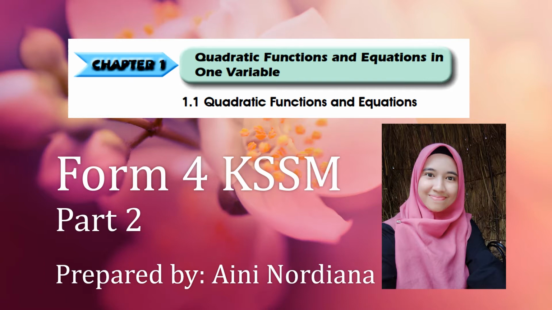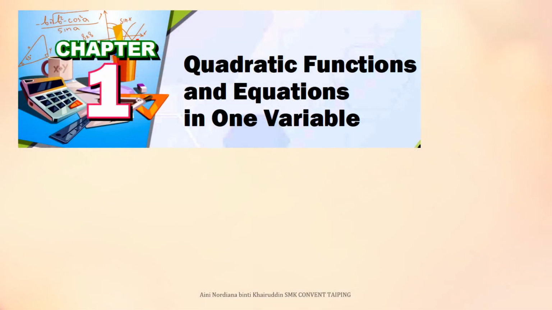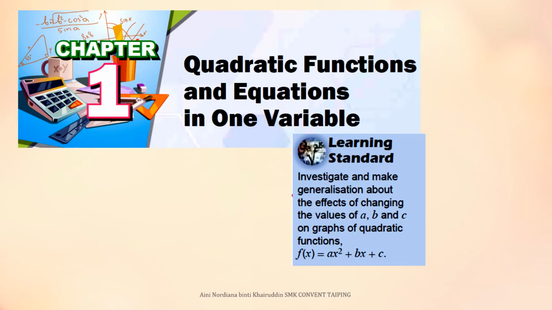This is Form 4 KSSM, Chapter 1, Part 2. Our learning standard for this video: to investigate and make generalization about the effect of changing the value of a, b and c on the graph of quadratic function f(x) equals ax squared plus bx plus c.